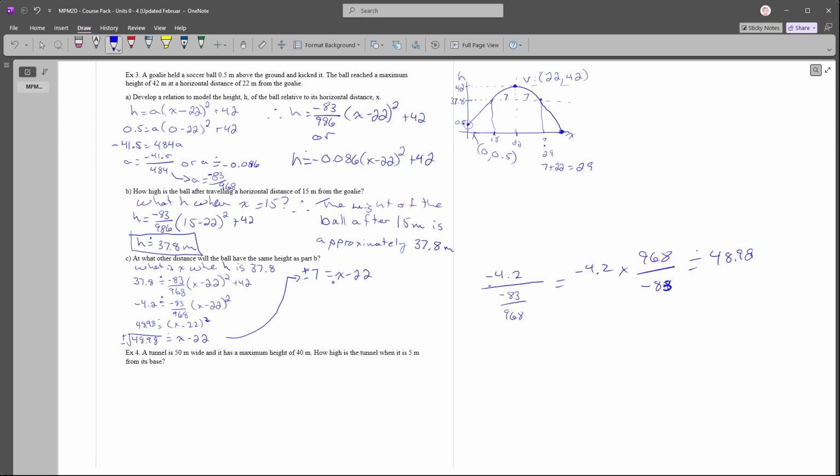Now we can bring that 22 to the other side. In one direction, we have 7 plus 22 is equal to x, and in the other direction, we have negative 7 plus 22 is equal to x. So x is equal to 29. Oh, that's what we're looking for. And x is equal to 15. That's what we already had. So the one we're looking for is that guy.